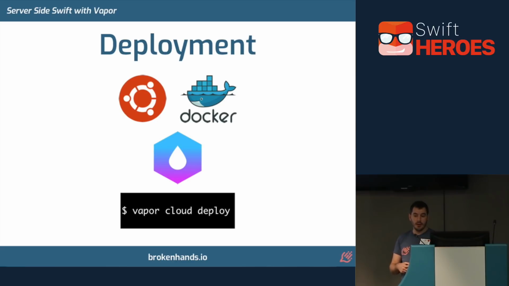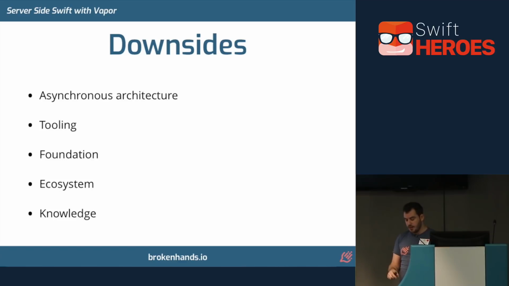The Vapor team have also developed a thing called Vapor Cloud, and that's very similar to Heroku. It's a platform as a service where you basically just write Vapor Cloud deploy, and it pushes all your code up to the internet, deploys it, and you don't have to worry about managing servers or how to do deployments or anything like that. And that's really simple. So what are some of the downsides to server-side Swift?